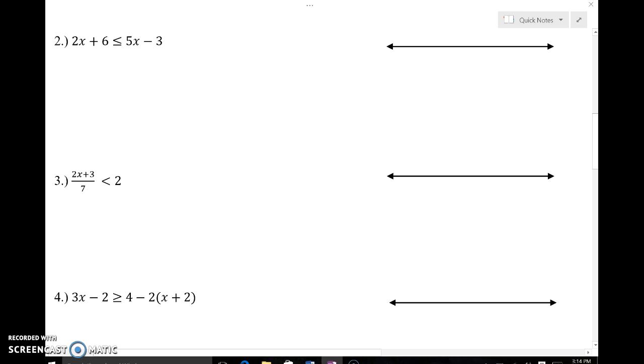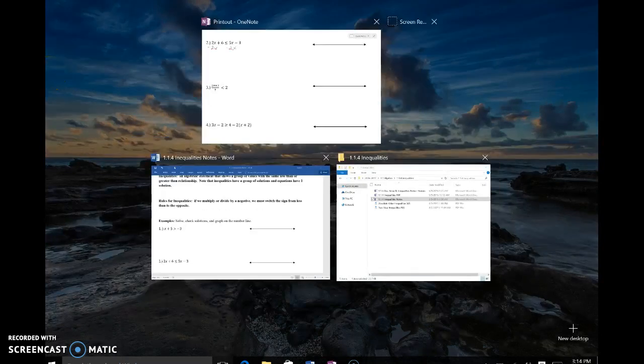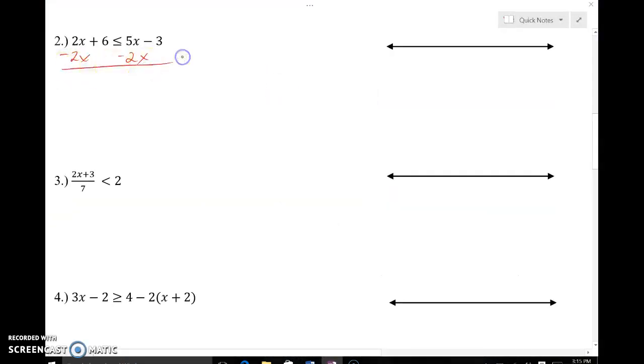So there on the right side there's more x's, so I'm going to subtract 2x from both sides. And now I have 6 is less than or equal to 3x minus 3. Add 3 to both sides to isolate the variable. 9 is less than or equal to 3x. And in order to get x by itself, I need to divide both sides by 3. Now since 3 is positive, I don't need to worry about changing the sign. And that's going to leave me with 3 is less than or equal to x.